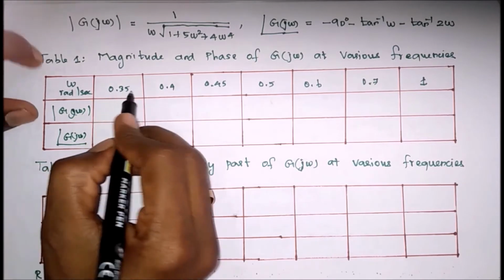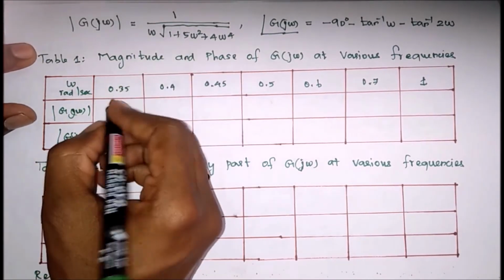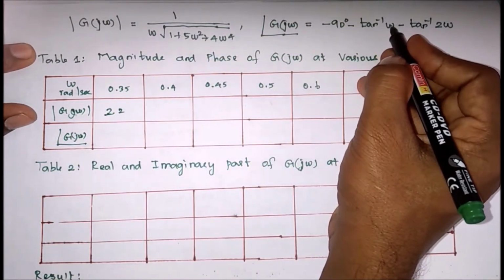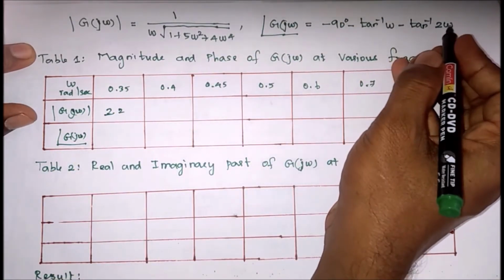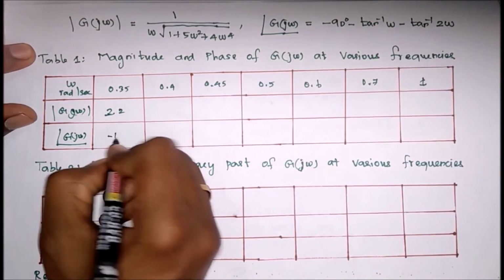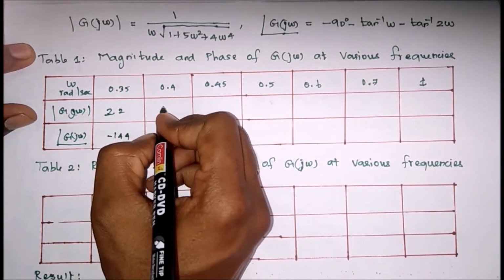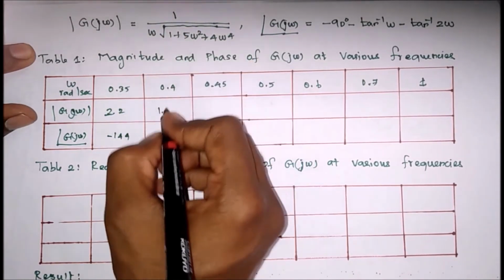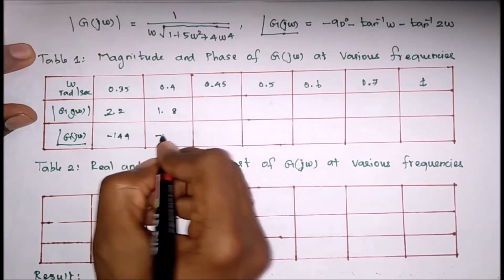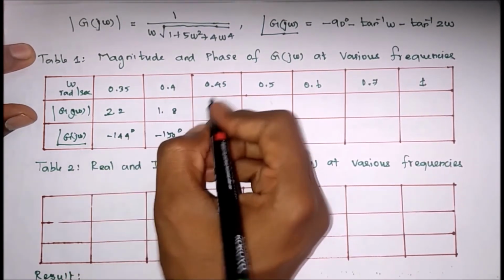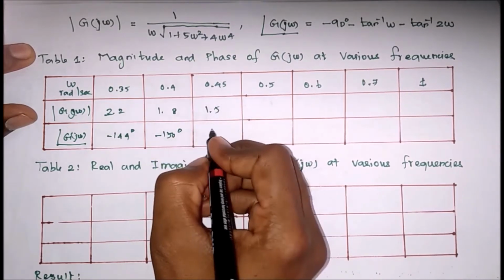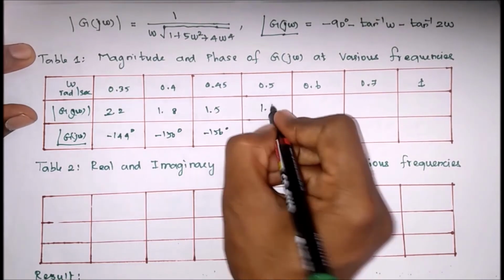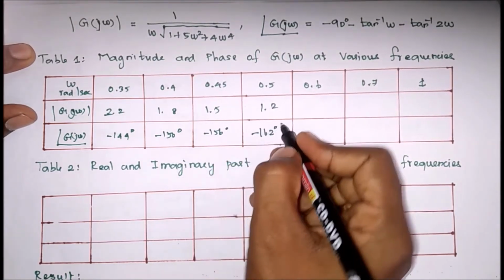For 0.35, if we substitute ω into this equation, we will get 2.2, and the corresponding angle will be minus 144. Similarly for 0.4, we will get 1.8, and the angle will be minus 150 degrees. For 0.45 we will get 1.5, and the angle equals minus 156. For 0.5 we will get 1.2, and the angle will be minus 120 degrees.